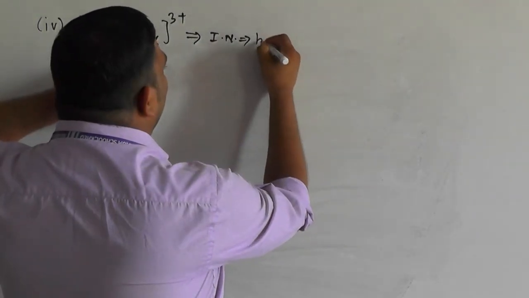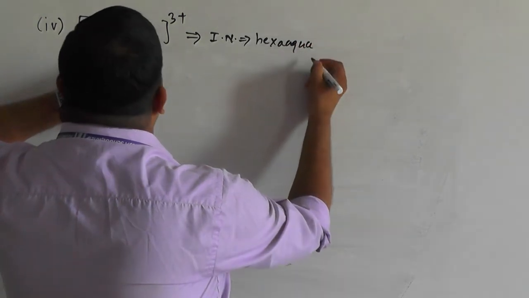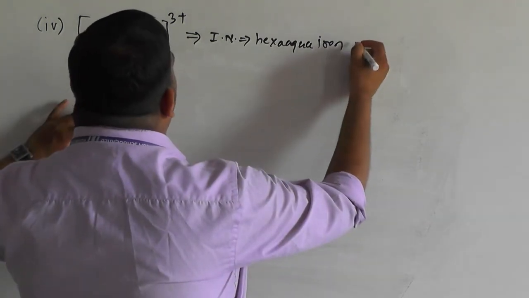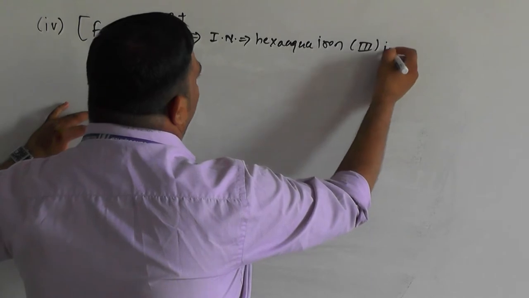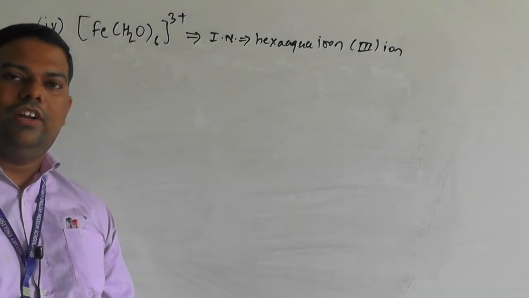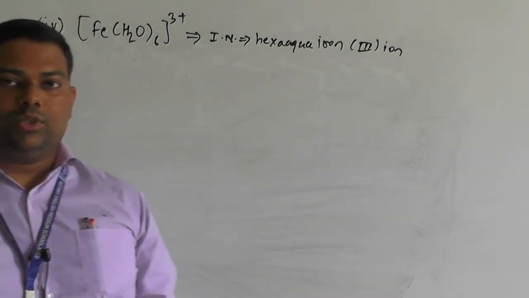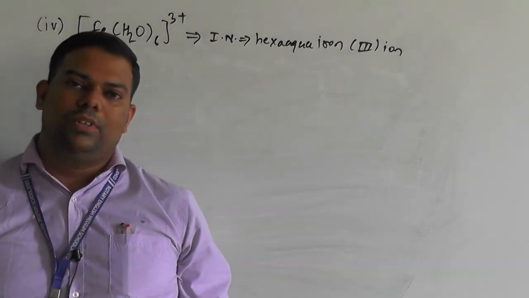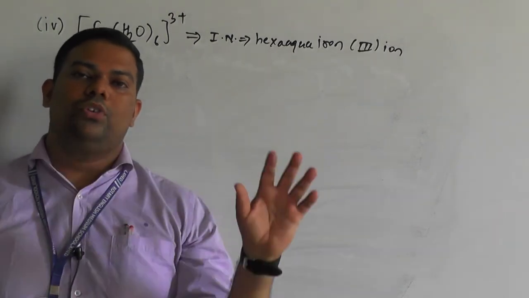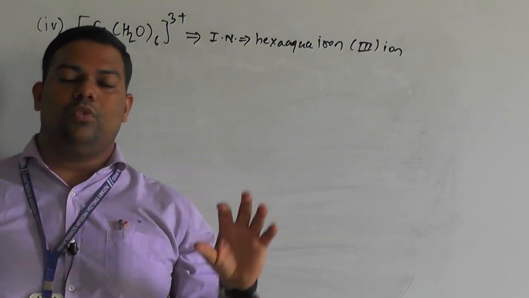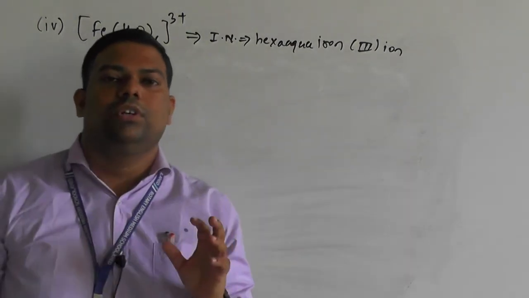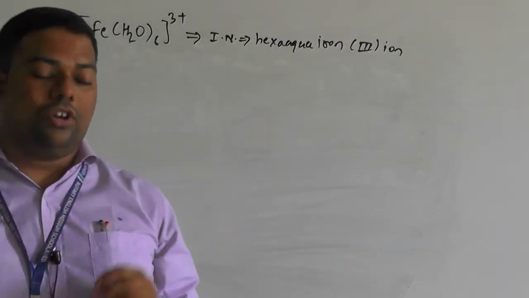So see here, hexaaquairon. Okay, hexaaquairon(III), because as you know, water has no charge. Understood? Neutral it is. That's why I hope you understood this thing. Whatever IUPAC nomenclature part, you should also revise your notes. Consistently keep practicing NCERT problems and problems from reference books. Okay, you are solving that.